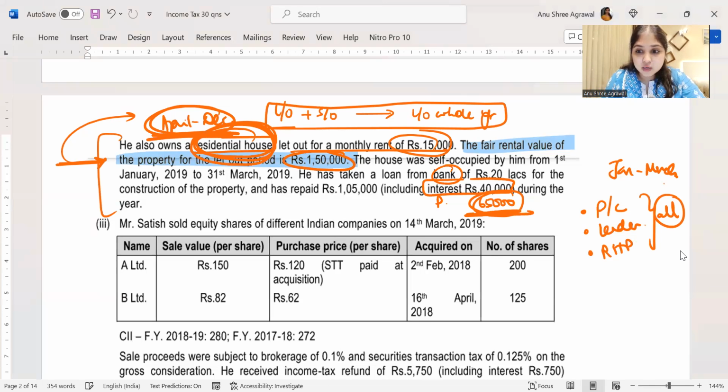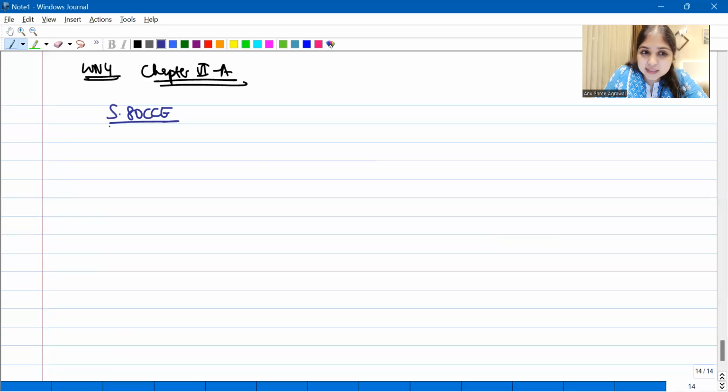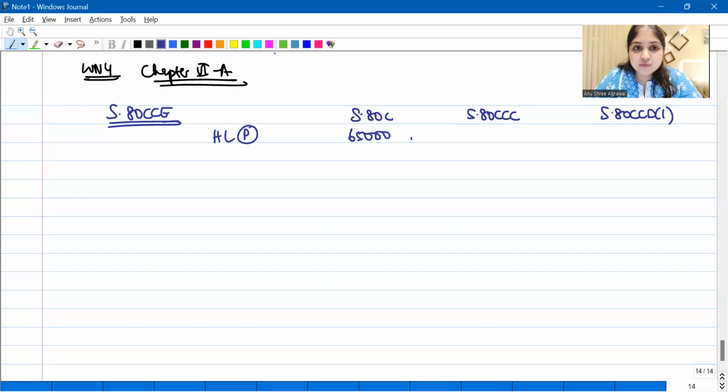So I'll open another working note, let us say working note number 4, for chapter 6A. All right, now in chapter 6A, I have 80C. 80C will go to which section? Tell me. 80C will go to 80CCE. What does 80CCE say? 80CCE says 80C plus 80CCC plus 80CCD subsection 1 put together should not exceed 1,50,000. So I have housing loan principal repayment of how much? 65,000. Housing loan principal repayment, I have 65,000.